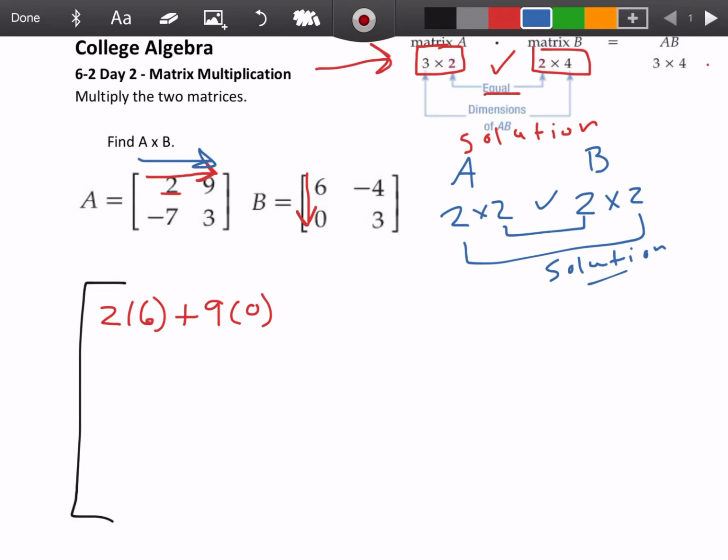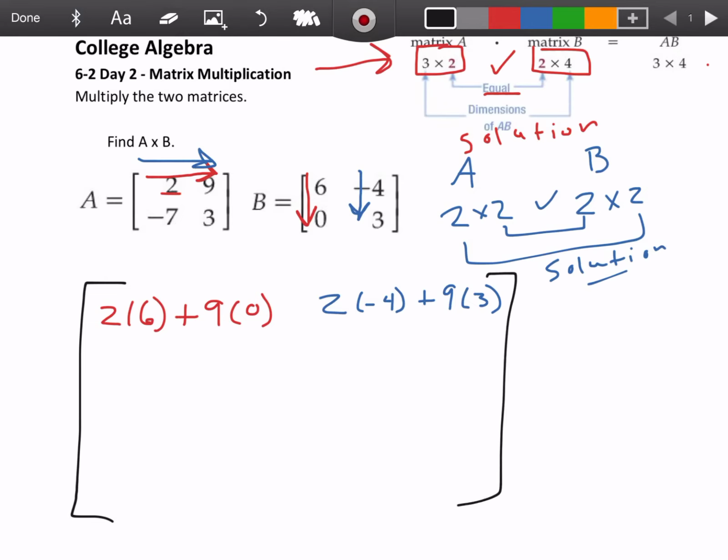Now I'm going to show you we're going to slide to the right in that same row, but now we're going to go down this other column here. So here we would have 2 times negative 4 plus 9 times 3, like that. So we had the 2 times the negative 4 and the 9 times 3. Then this will be our matrix here.